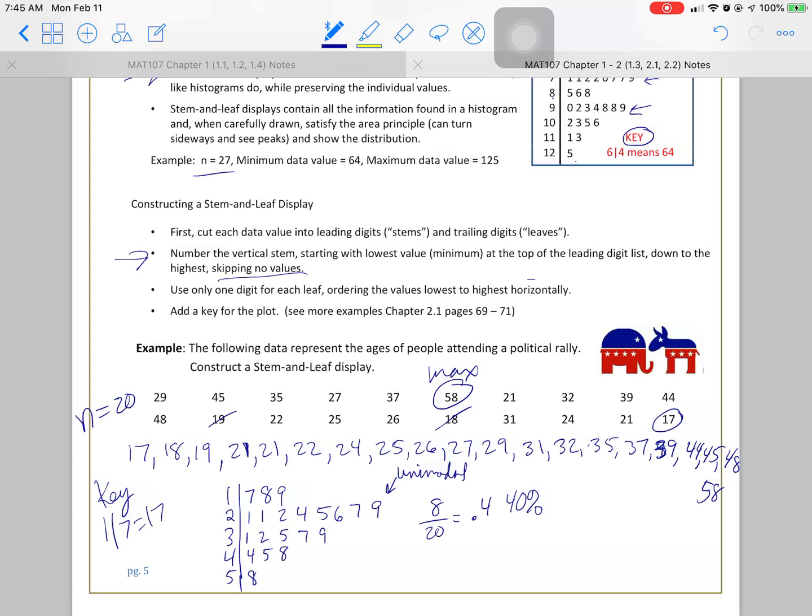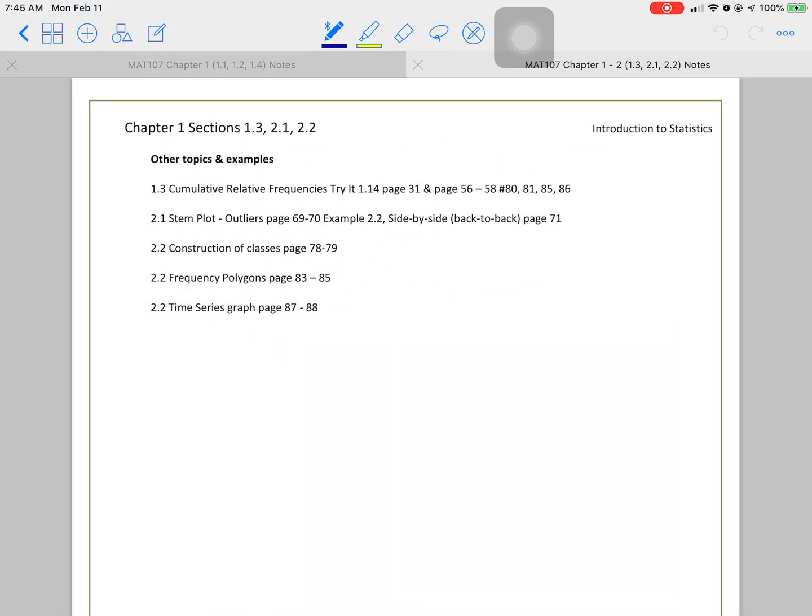All right. If you are in class, we're going to do some more stem plots, look at a little more construction, frequency polygons. So there are always going to be a little more in class than I can do on these videos, but this at least gets to the lectures, and the page number should be there for the other things we may or may not have done depending on how much time we had.